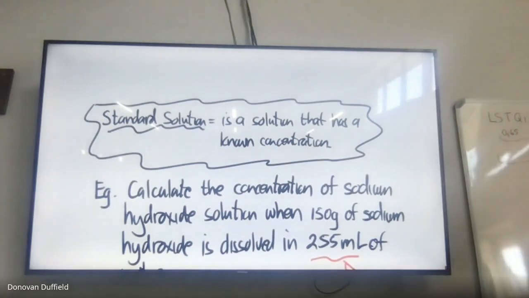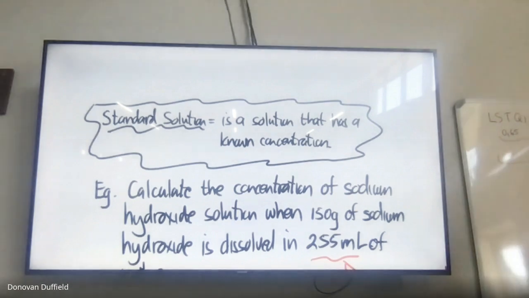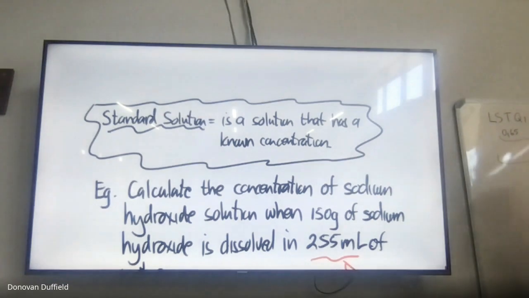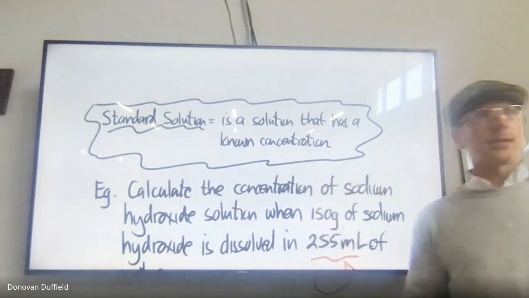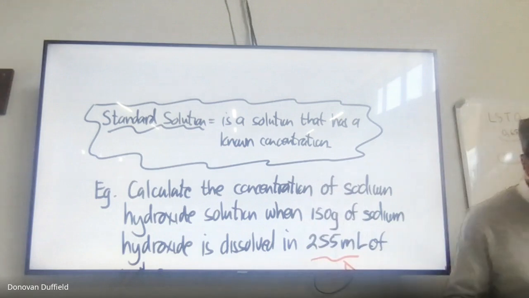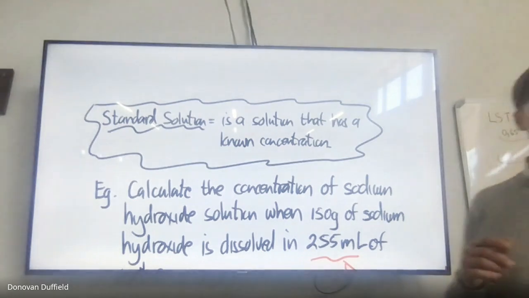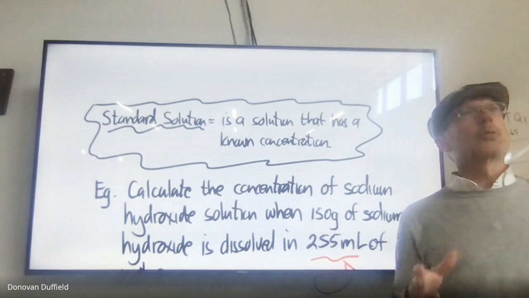The standard solution is a solution that has a known concentration. It's something where you say, okay, I want a 0.1 mole per cubic decimeter solution of, for instance, sulfuric acid. Then for a practical, you work out how much sulfuric acid you need to put into a container.